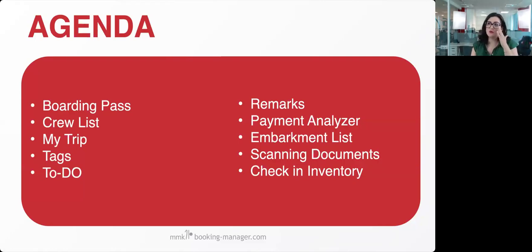So we will go through boarding passes, crew list, my trip, tags, to-dos, remarks, payment analyzer, embarkment list, scanning documents, and check-in inventory. The one thing I will not be mentioning is how to invoice extras and tourist tax at the base. Those are things that you do at the check-in, but we saw them in the previous month Academy.